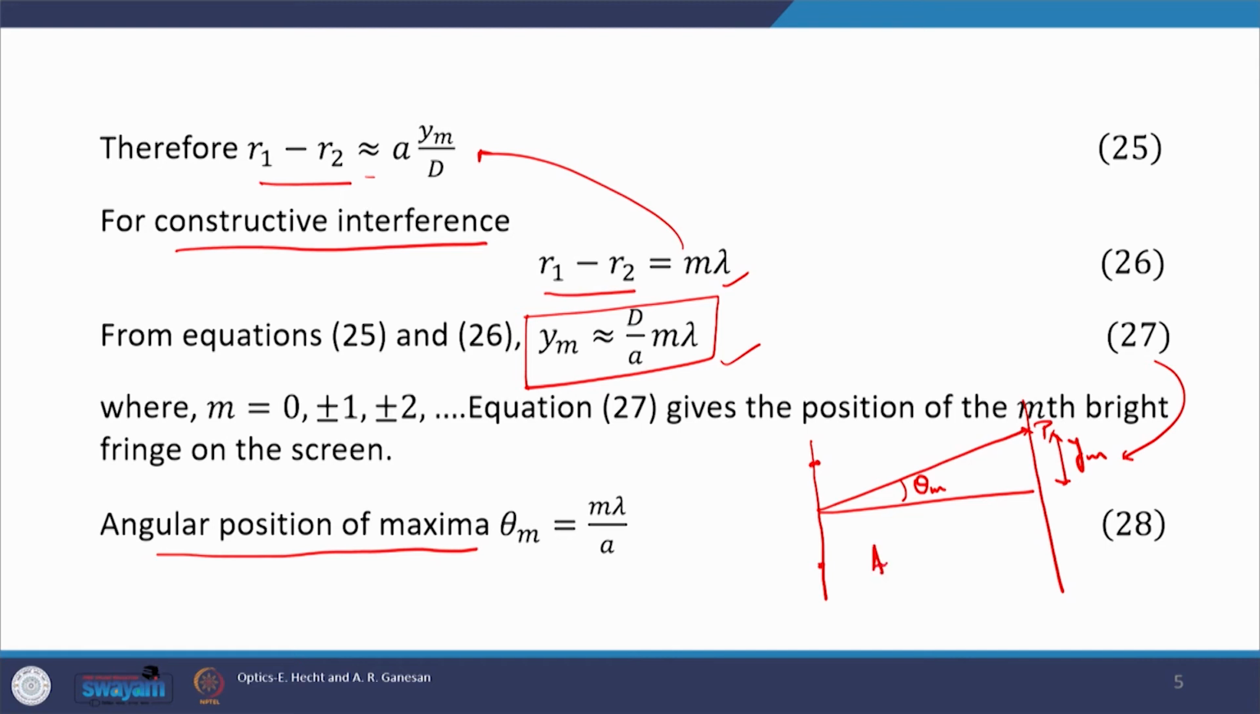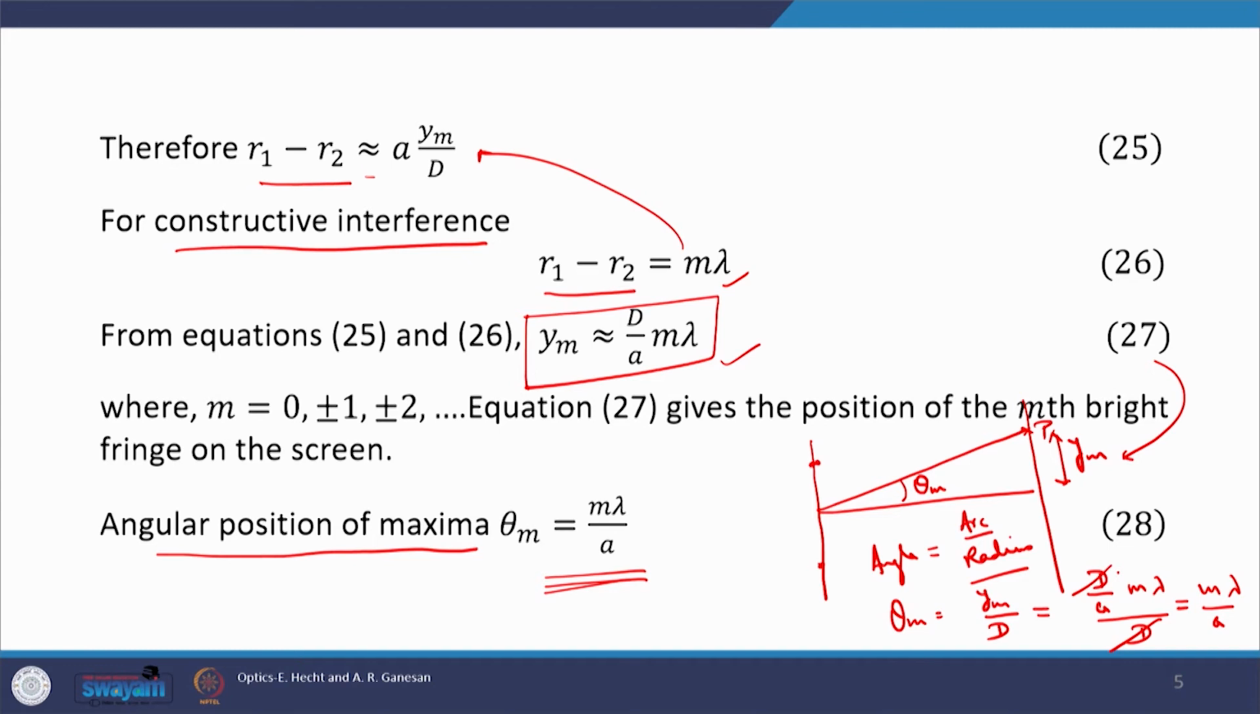Because we know angle is equal to arc by radius, or you can also use the tan theta formula. And from there, this angle theta m would be y m by what is the radius? It is d. And what is y m? Y m from equation number 27 is m lambda d by a, and d will go away, we are left with m lambda by a, and this is what is written here in equation number 28. This gives us the angular position of the mth maxima or mth bright fringe.